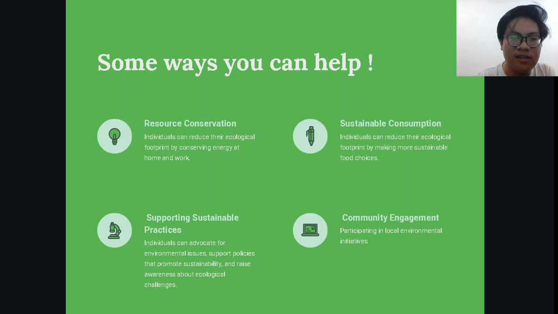And lastly, is our community engagement with these activities. Participating in local environmental initiatives such as community cleanups, tree planting events, and conservation projects contributes to the health of local ecosystems and fosters a culture of environmental stewardship.